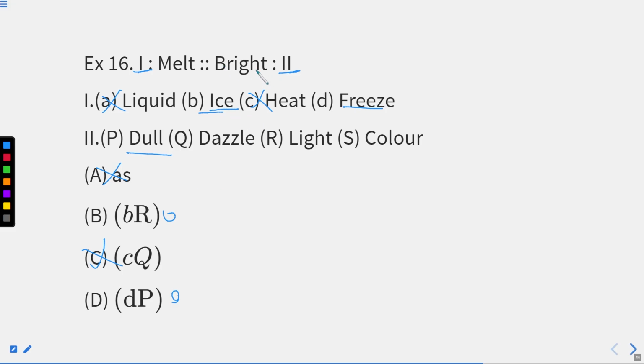So again, bright is something which can be used in other contexts as well, not only in the case of light. Bright means something which is shining, and dull means which is not shining. Melt means converting into liquid. Freeze means converting into solid. They are 2 opposite things. So your D will be your answer, as they are antonyms. They are antonyms, it means opposite to each other.